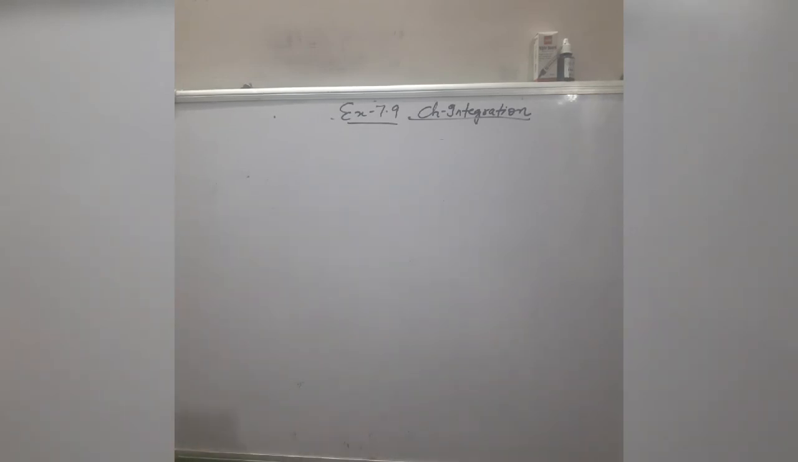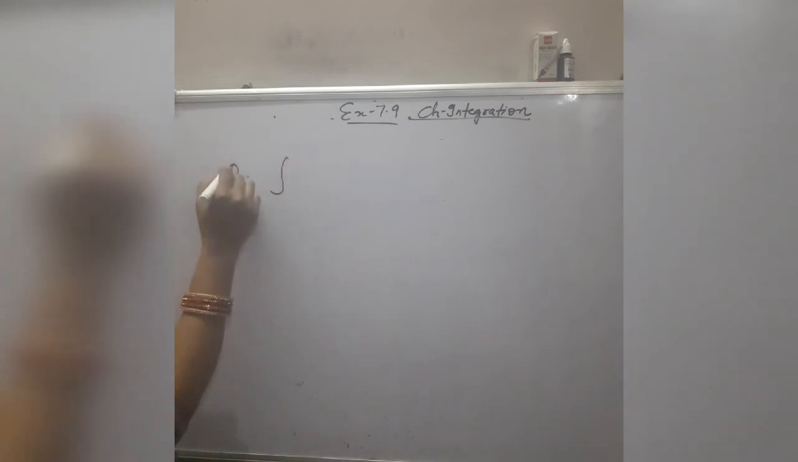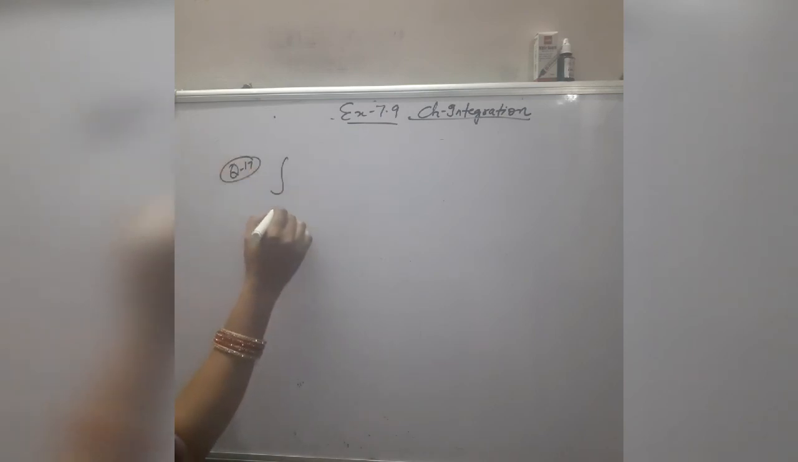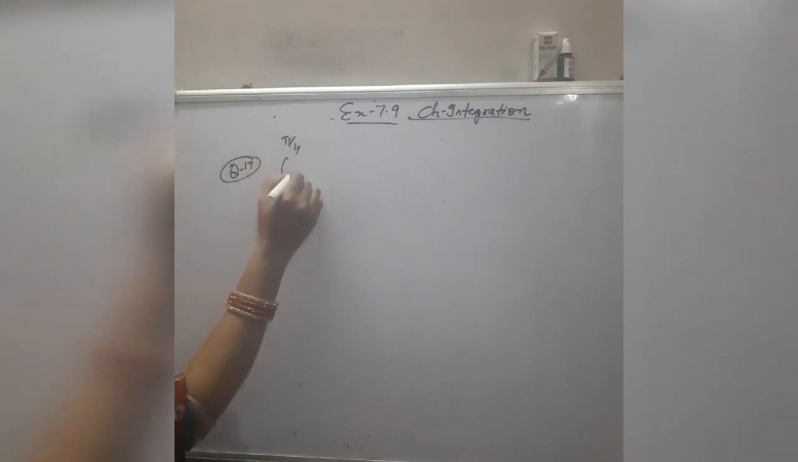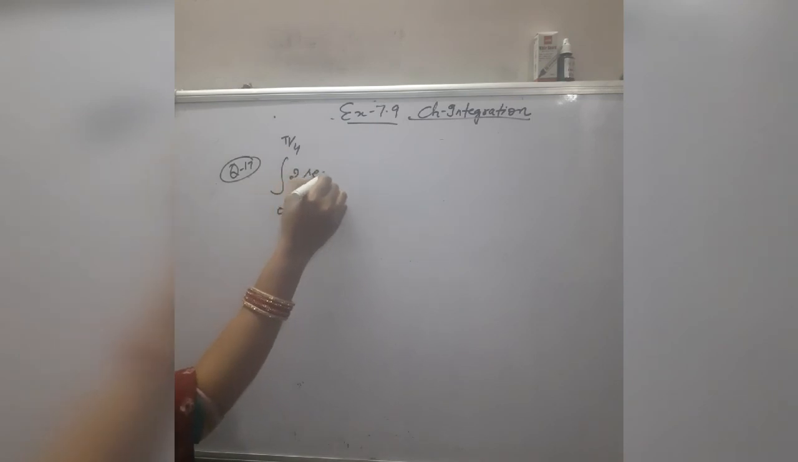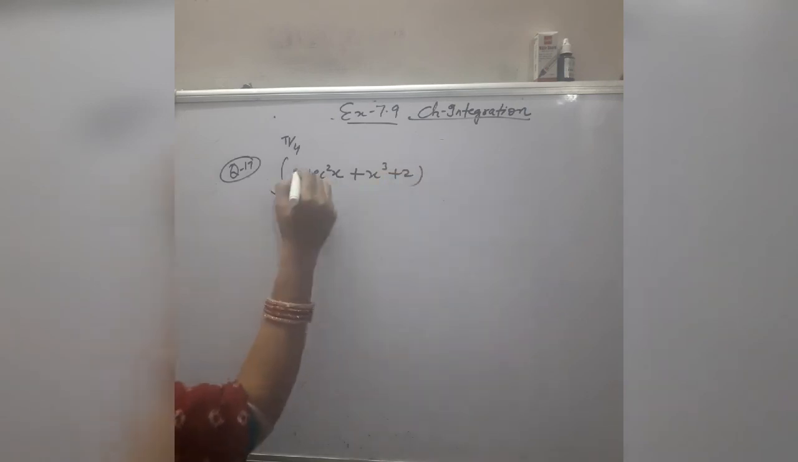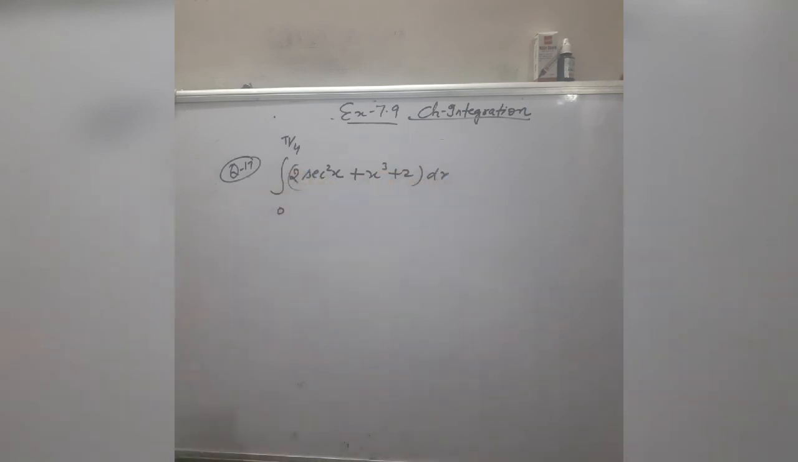Now see question number 17. In question number 17, the statement is secant square x. This is question number 17. The limits in this case are 0 to pi by 4 and the function is 2 into secant square x plus x cube plus 2, into dx. Now see how you will find the integration of this.